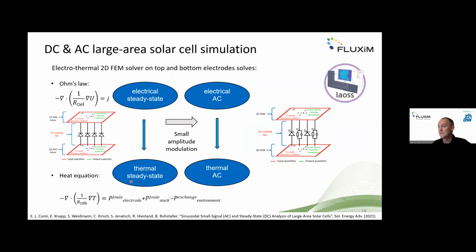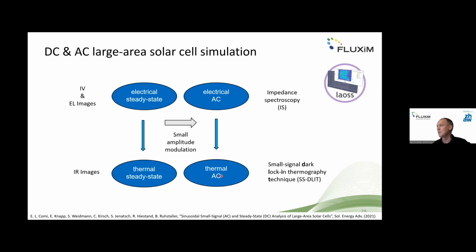But then recently we also established a frequency domain large area solar cell model, and further details are in this publication down here from last year. It's basically using the same concept of two electrodes coupled with a vertical coupling law, but instead of solving the equation in the steady state, we go to frequency domain. We use small amplitude modulation around a voltage offset, and this allows us to calculate the AC response electrically and also thermally.